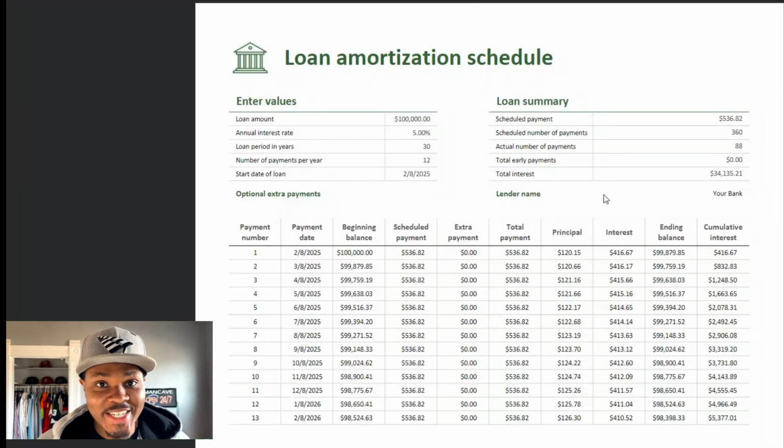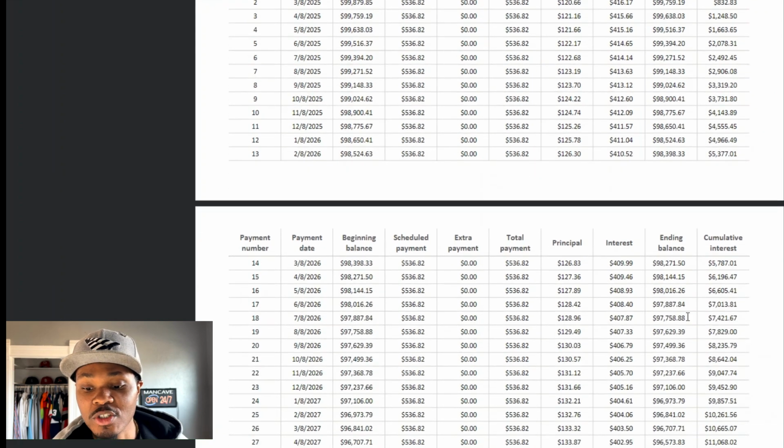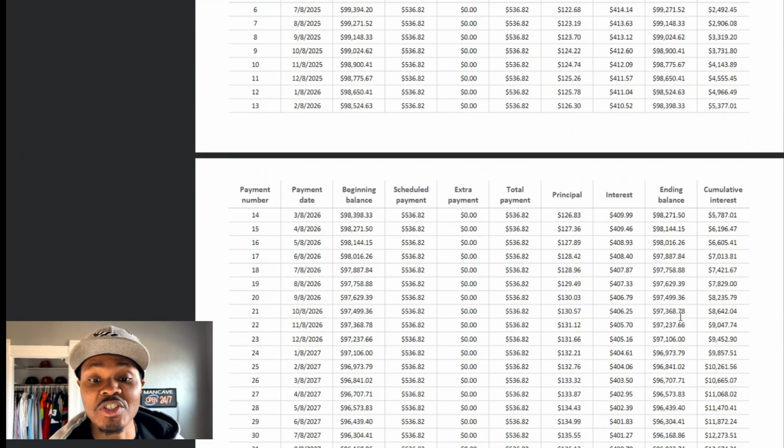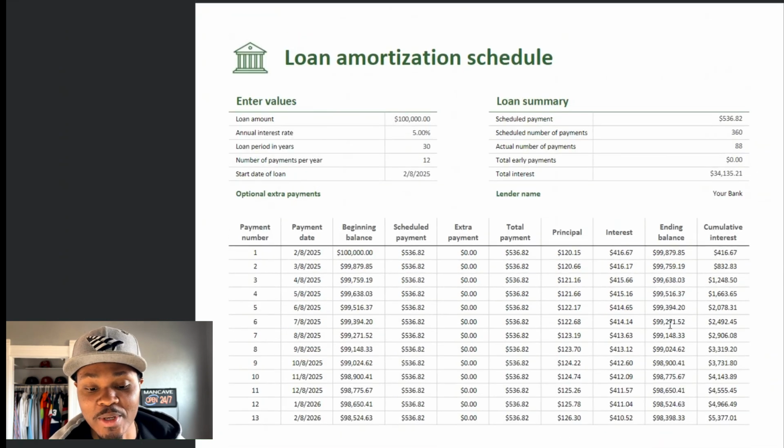Okay, this right here is an example of a long amortization schedule. In this, what I did was I took a $100,000 mortgage at 5% interest over 30 years, paying monthly starting February 8th, 2025. So this is a breakdown of how much you pay, how much you paid in interest, and how much you still have left after you've been making your payments. This is just a little breakdown. I didn't get too technical with it, just to show you.